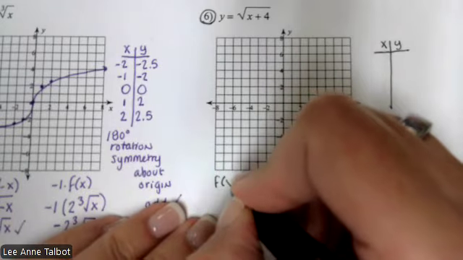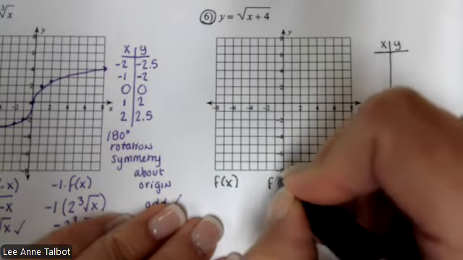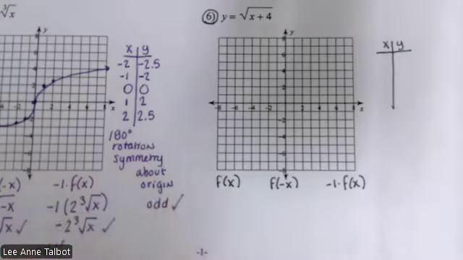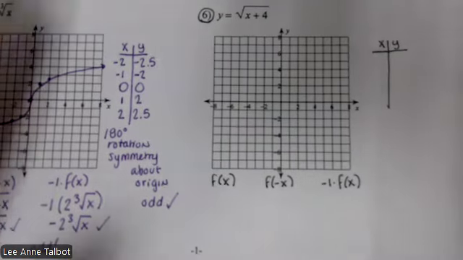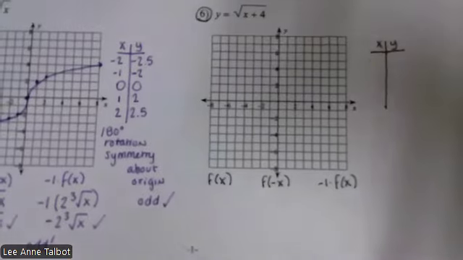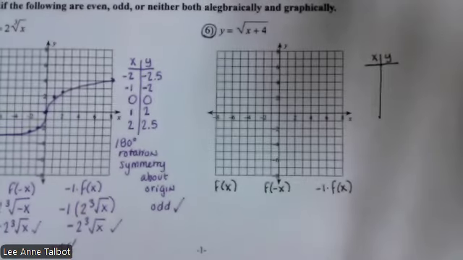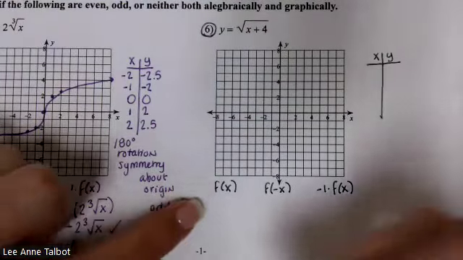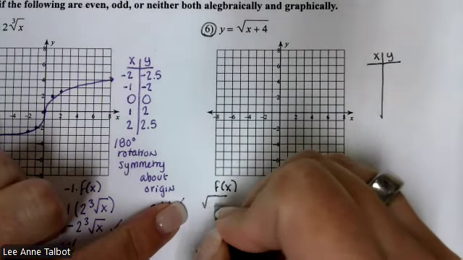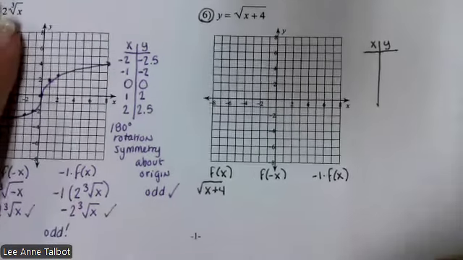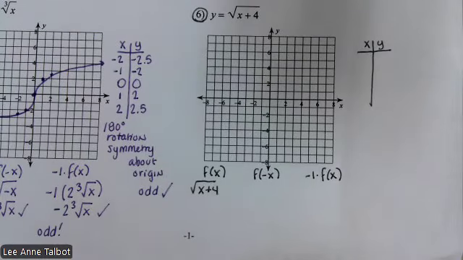So you have original, f of negative x, and negative 1 times f of x. And this is going to be weirder than usual. The reason is because if you put negative x in here, there's going to be variability with what your answer could be. So let's just start with the original. That's easy. Square root of x plus 4. Great. No issue there.